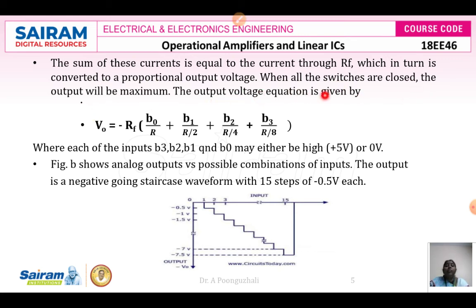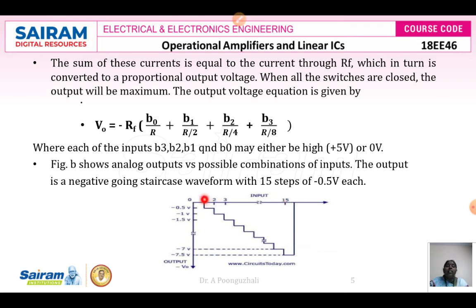That means the output voltage equation is given as V0 is equal to minus RF times B0 by R plus B1 by R by 2 plus B2 by R by 4 plus B3 by R by 8, where B0, B1, B2, B3 may be either plus 5 volts or 0 volts. Here this figure shows the analog output versus the possible combinations of the input.